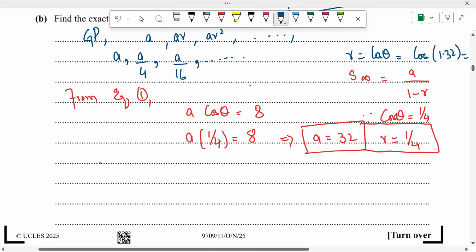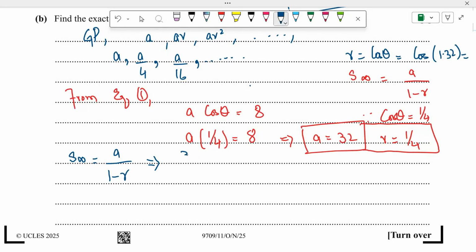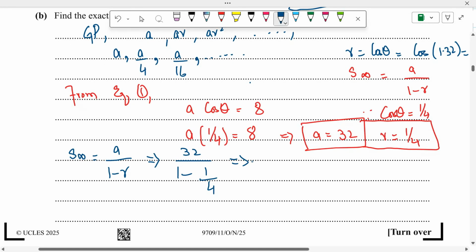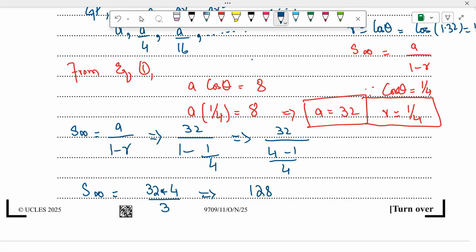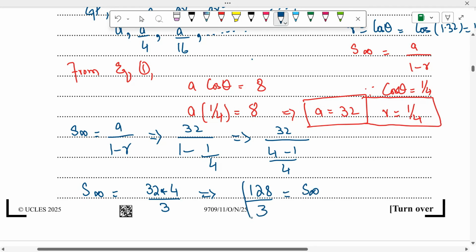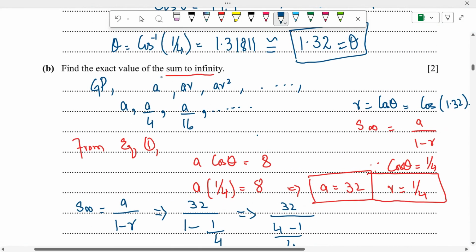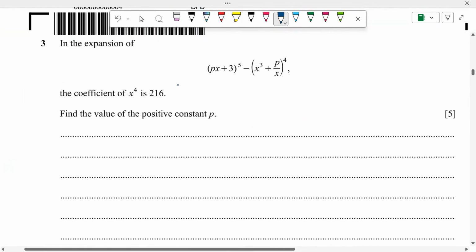So we can calculate the sum to infinity, which is equal to a over 1 minus r, and a is 32 over 1 minus 1 over 4, which is 32 over 4 minus 1 over 4. So the sum to infinity is 32 times 4 over 3, which equals 128 over 3. This is the required sum to infinity. Let's move to question number 3.